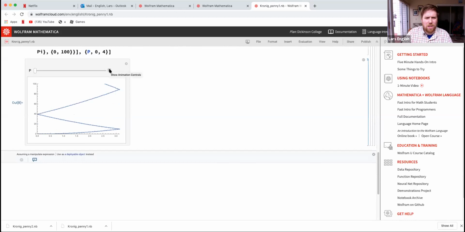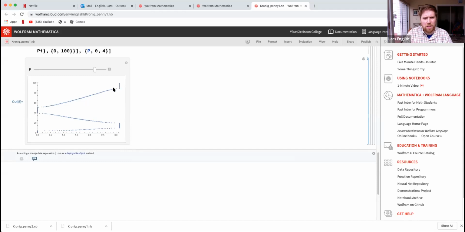And as we increase P, and you have to give it a moment to update, but now we're sliding, and we're increasing P, and you start seeing, okay, gaps opening up in this picture. Yeah, a big gap opening up here, okay. Gaps opening up as well here.